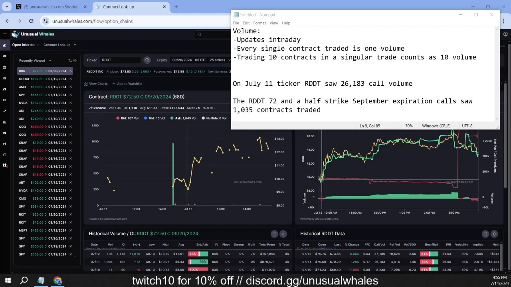Okay, so back to volume. Volume updates intraday. Every contract traded is one volume. Trading 10 contracts in a singular trade counts as 10 volume. Here are just some quick examples. On July 11th, ticker Reddit saw 26,183 call volume. The Reddit 72.5 strike September expiration call saw 1,035 contracts traded.